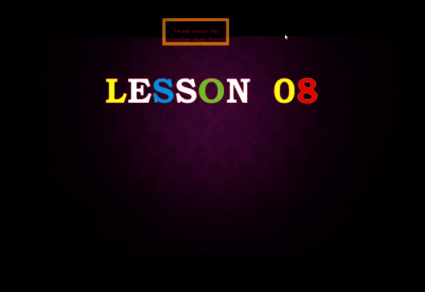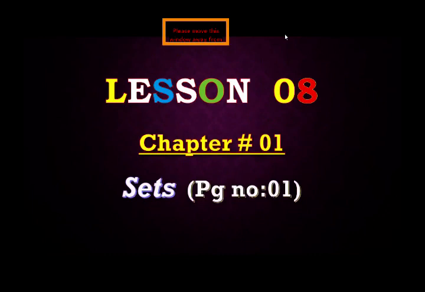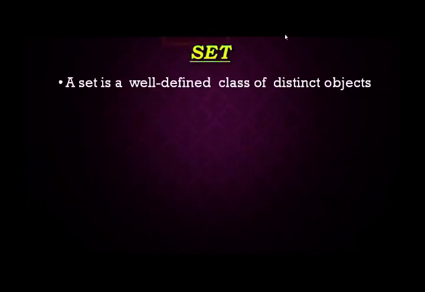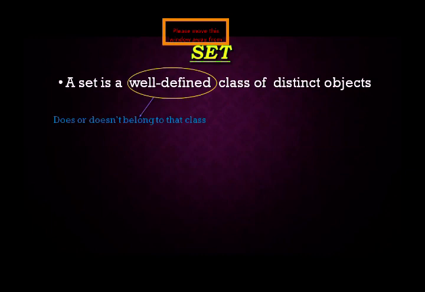Now, today we are going to start a new lesson, that is chapter number 1, sets, page number 1. So the topics of the day are: what is set, representation of set, and types of set. So what is set? A set is a well-defined class of distinct objects. Here we have used two terms, well-defined and distinct object. What is well-defined? Well-defined means it does or does not belong to that class.